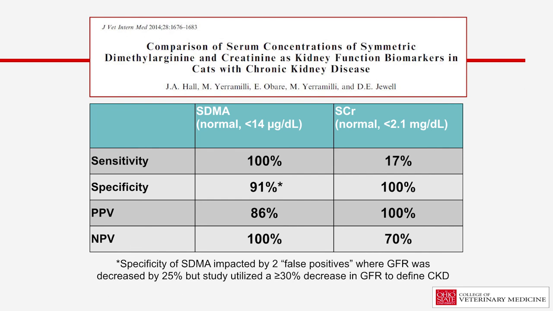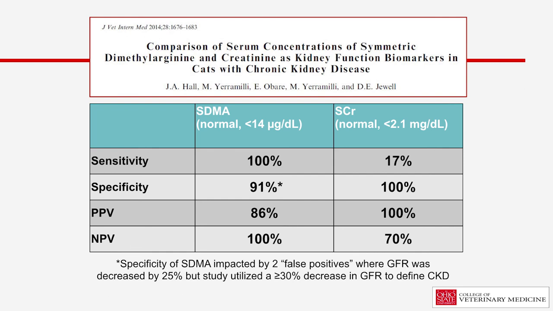There are mathematical definitions for those things. In 35 years, I've never been able to remember them. So I remember spin and snout. And we'll focus on those. These are positive and negative predictive value, but we'll focus on sensitivity and specificity. So in this study, what she found was that SDMA had 100% sensitivity, very sensitive. Creatinine had a lousy sensitivity.